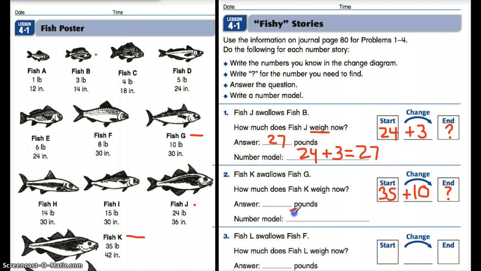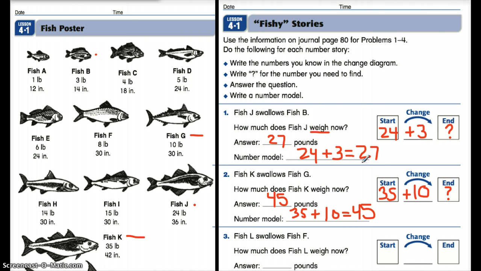I'm going to get my number model going. 35 plus 10. And I'm pretty good at my plus 10s. I think about that number grid and I know 10 more is just going to be whatever's right below that 35. And of course that's going to be a 45. So fish K is going to end up being 45 pounds after he swallows fish G.